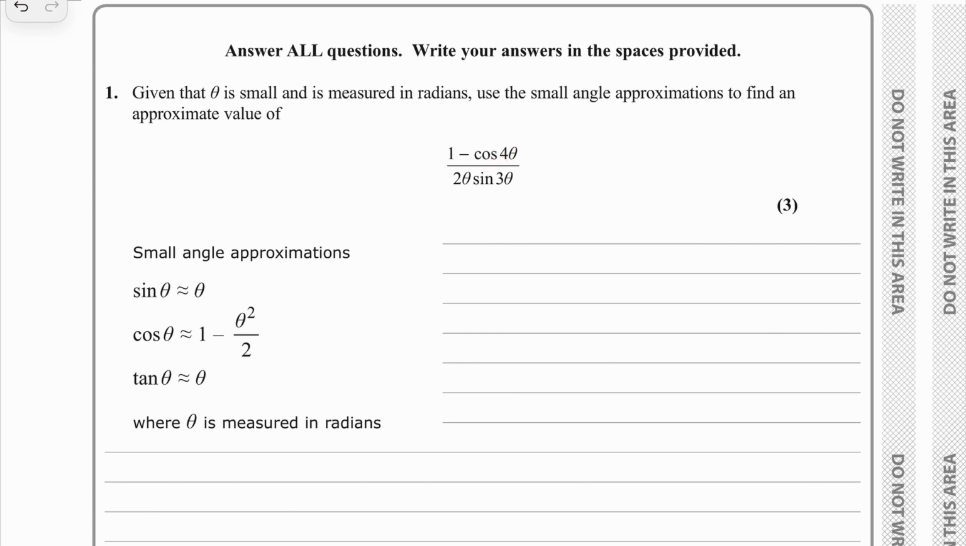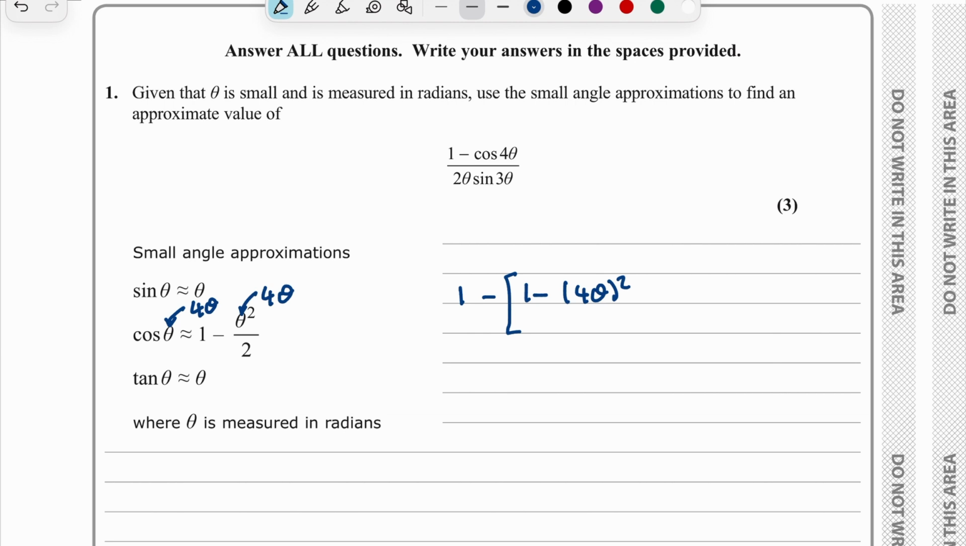With cos 4 theta, we can replace this theta with 4 theta, which means we need to replace this one as well. So we'll have 1 minus (4 theta) squared over 2. And this is divided by, now we can replace this theta for sine with the 3 theta. So the denominator will become 2 theta multiplied by 3 theta.